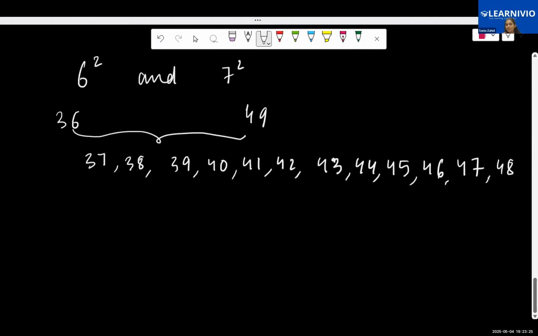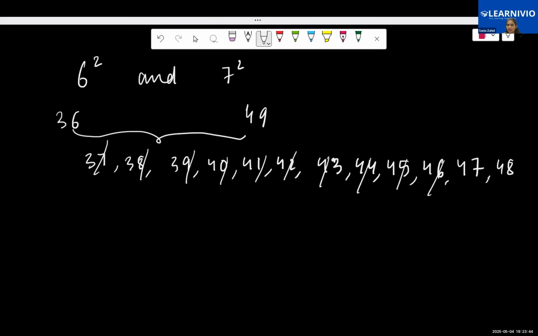Now, if the question says how many numbers lie between 6 square and 7 square, this is easy. You can directly do 6 into 6 is 36, 7 into 7 is 49. You write the numbers and then count. So how many numbers are there? 1, 2, 3, 4, 5, 6, 7, 8, 9, 10, 11 and 12 numbers are there.